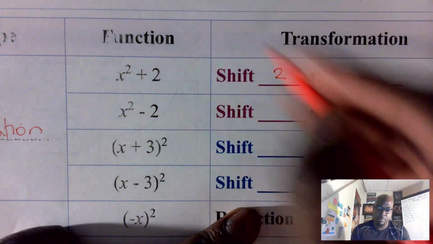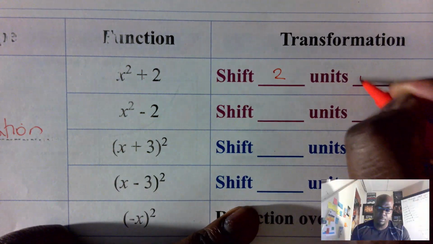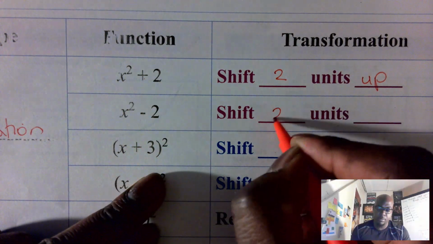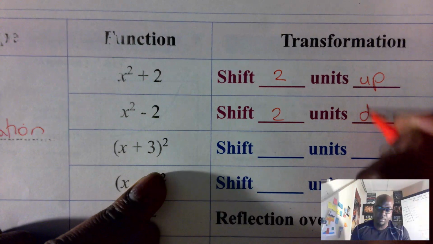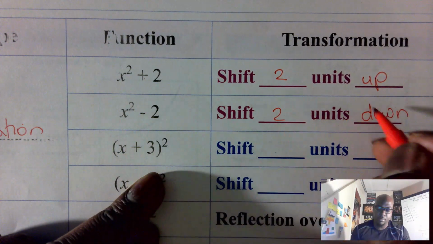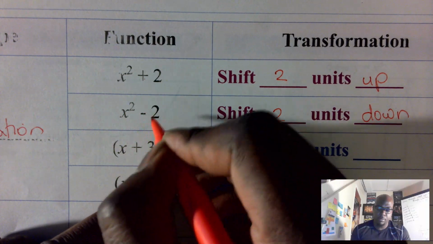Are we going to shift up or down? Since it's positive, we're going to go up. Here, we're going to shift 2 units down. You do not write negative 2, you just write shift 2 units down. The down tells you that it's negative.